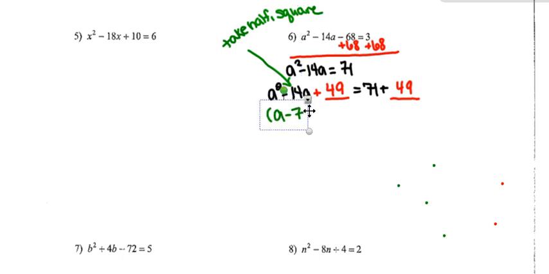This will factor into a minus 7 times a minus 7. And I'll combine those two terms on the right-hand side to get 120. I can now go ahead and rewrite the left-hand side as a minus 7 squared. And at this point, I'm all set up to go ahead and take the square root of both sides. Remembering that when I take the square root of the right-hand side, I have to take both a positive and a negative square root.